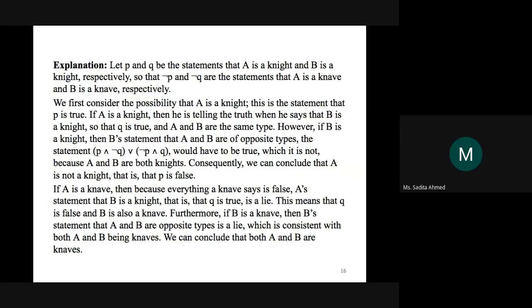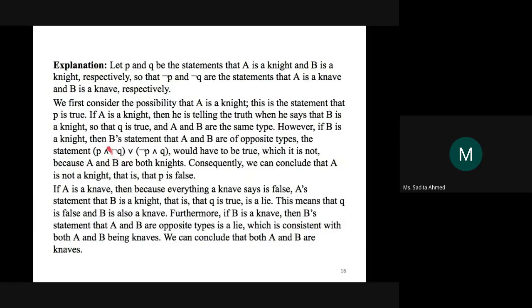Now, think about it. This is the statement that B made. And so far we established that B is a knight, so this statement must be true. However, we've also established that A and B, both of them are knights. In that case, P is true and Q is true, both of them are true. If both of them must be true, then we have the statement P and Q must be true.